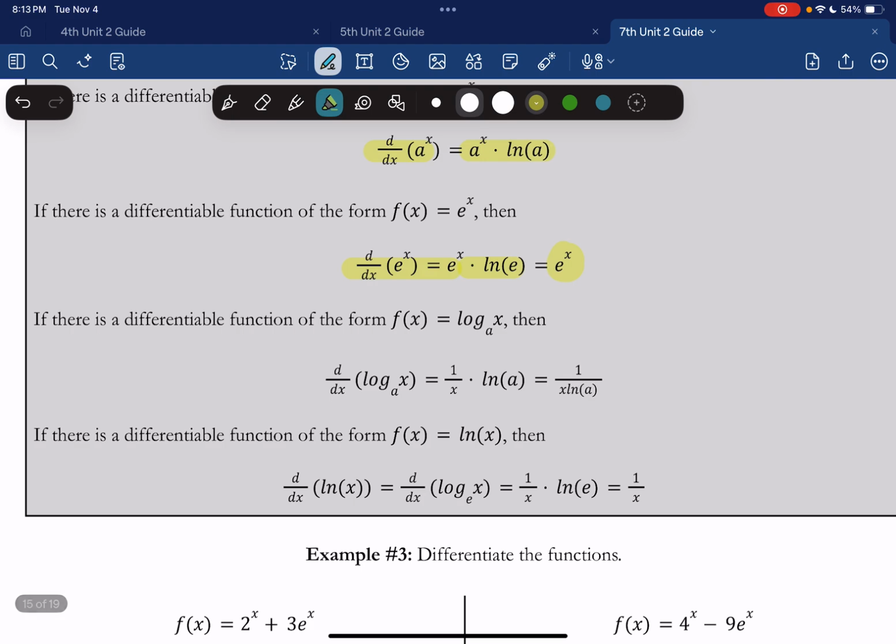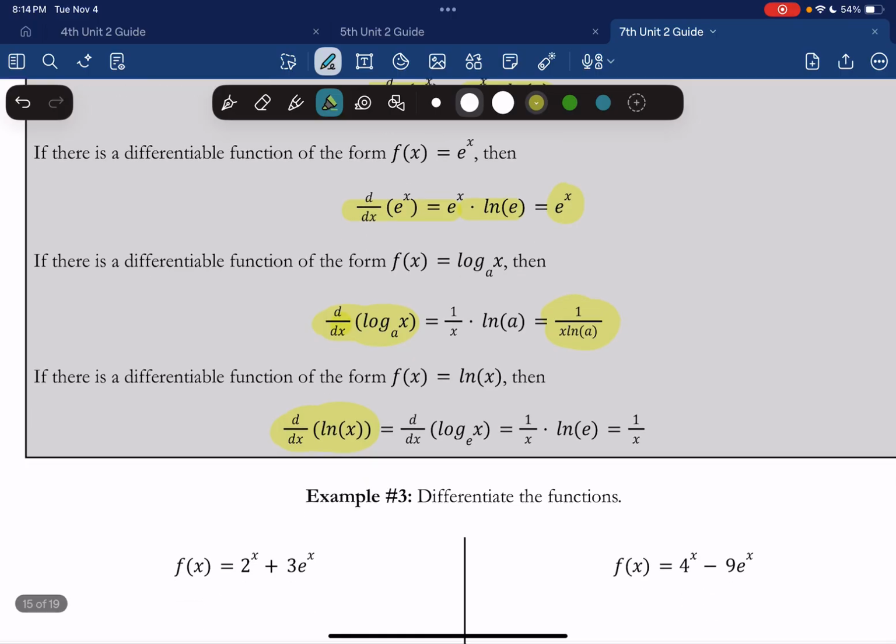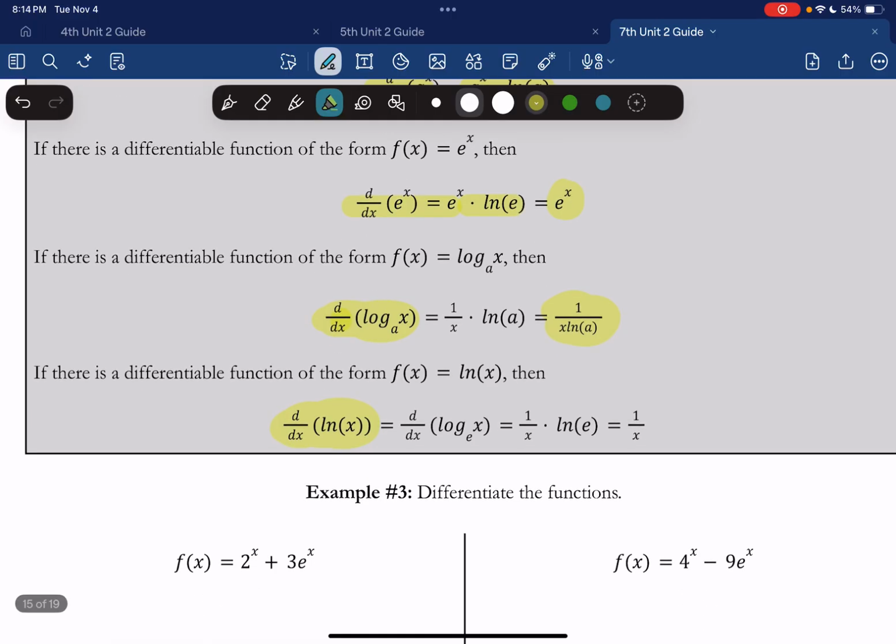The derivative of log base a of x is 1 over x times the ln of a. And then the derivative of the natural log of x, so you see, is 1 over x times the ln of e, but remember that the ln of e, these are inverses, so this is just 1, which means that the derivative of ln of x is 1 over x.